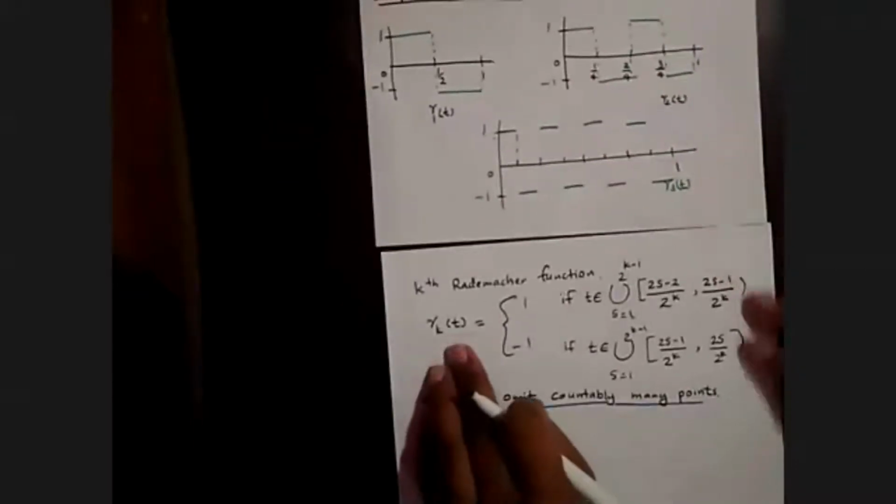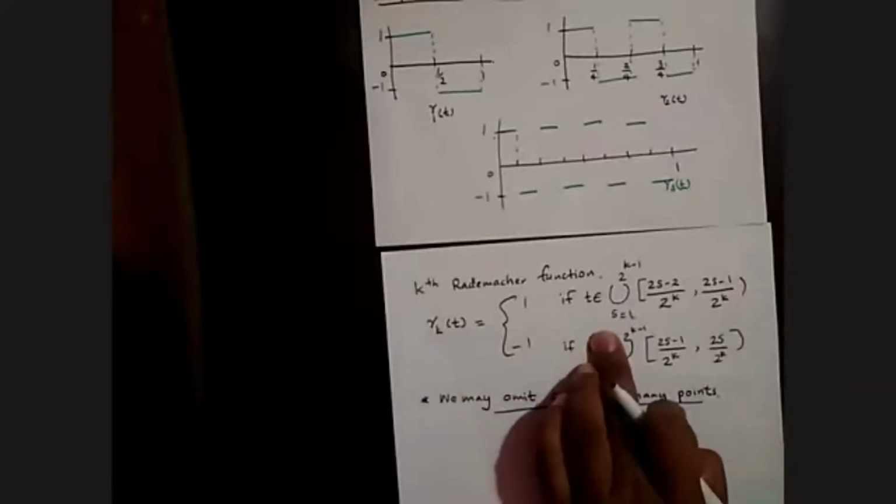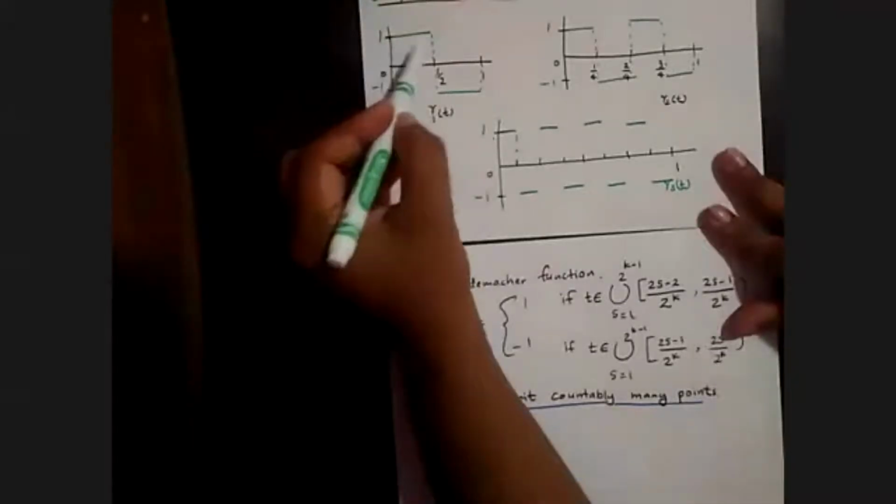So you can define the kth level Rademacher function as R_k(t) equals +1 if t belongs to the upper half of the intervals, and R_k(t) equals -1 if t belongs to the lower part of those intervals. And keep in mind that the Rademacher functions are connected with Lebesgue measure, so we may omit countably many points. It does not change any of our results, so I don't really care about the values at the endpoints.